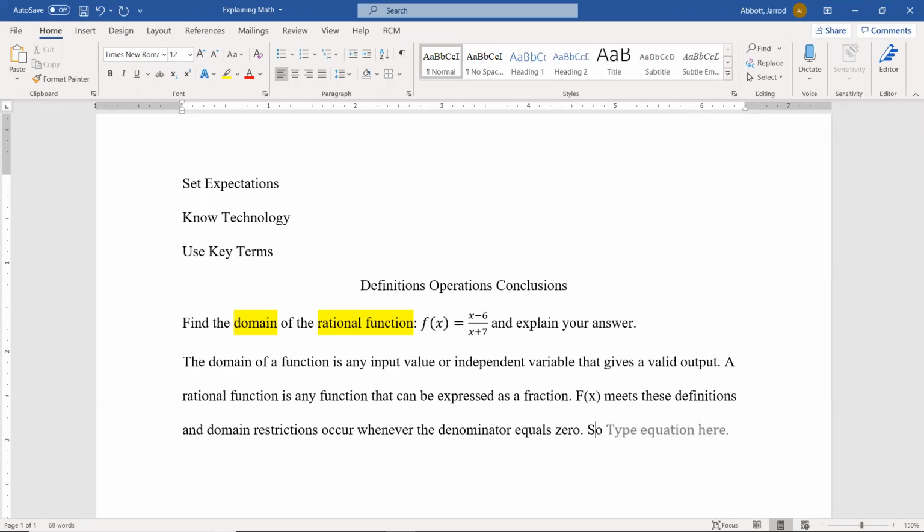So if I write solving the equation, gives the domain restriction of -7. In this case, that's really the only operation that we need.